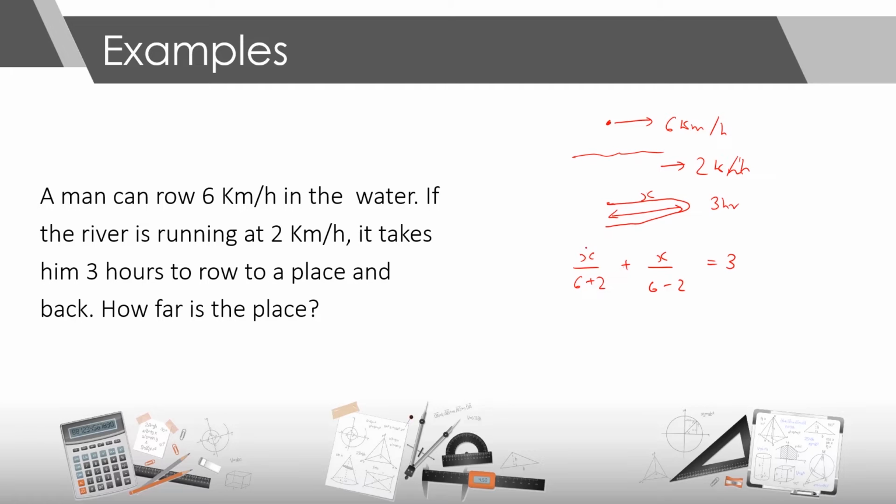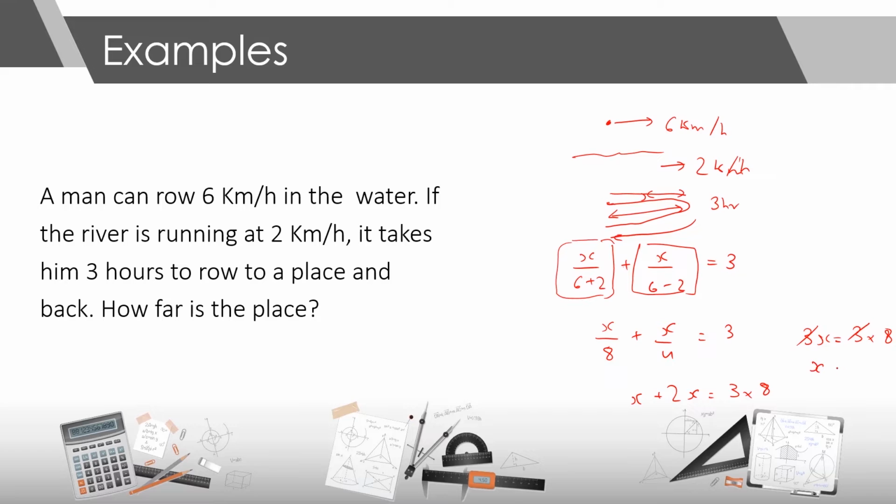So x upon 6 plus 2 is basically the time taken to move downstream, and x upon 6 minus 2 is the time taken to move upstream, and the sum of these two times is the total time taken, which is 3 hours. So let's solve this. So x comes out to be 8 kilometers. So this is how far that place is.